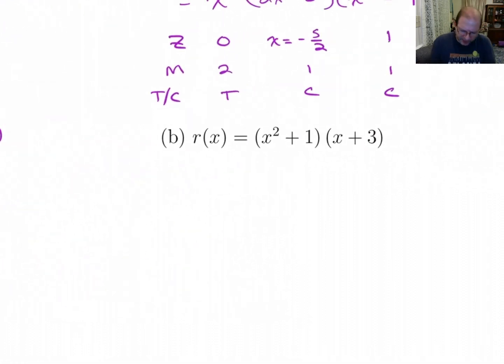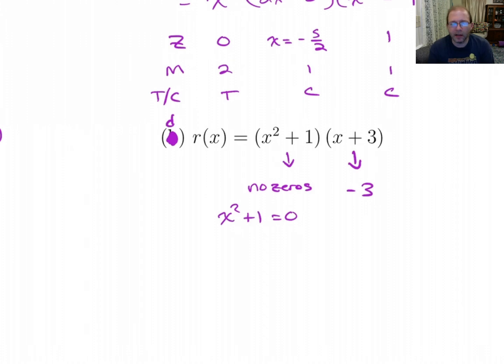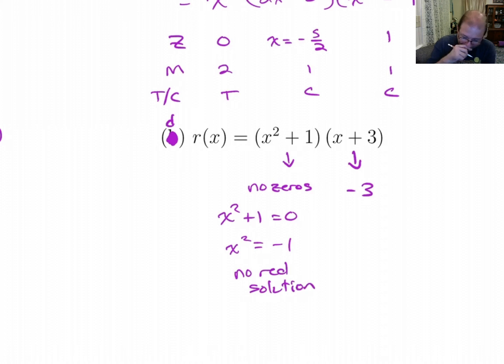Okay, now this other one is interesting. Let's call this D. It's already factored as much as it can be. This is going to give me a 0 of -3, but this is not going to give me any zeros. The reason being, x squared plus 1, if you set it equal to 0, you can't factor that, and if you move the 1 to the other side, you get -1. x squared is -1, so there's no real solution. So x plus 3 gives us this. The multiplicity is 1.